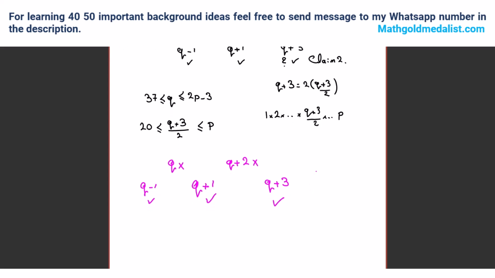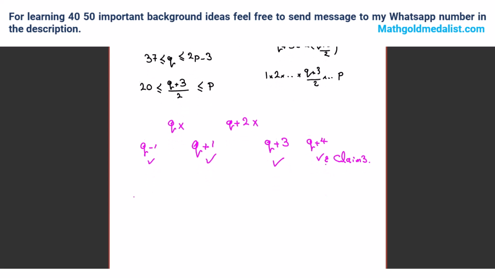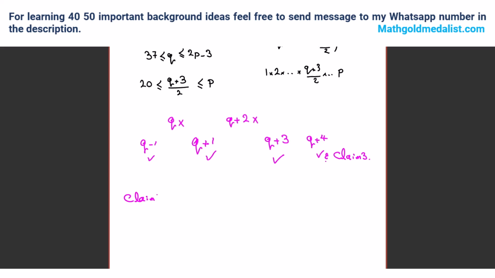If we have q plus 4, again we can reach a contradiction. And my claim is that we have q plus 4, and we can reach a contradiction. We can call it claim 3. So let's prove claim 3. I want to say we have q plus 4. The proof is what? Let's use contradiction. Suppose we don't have q plus 4, okay?